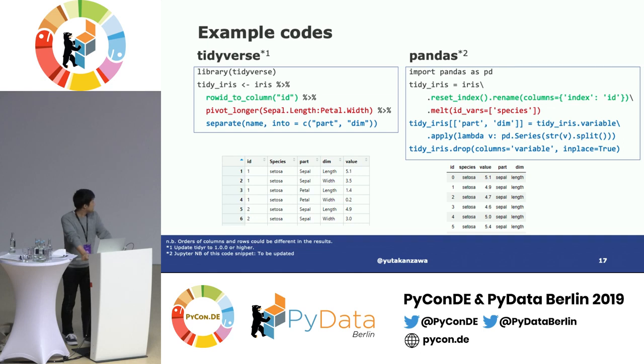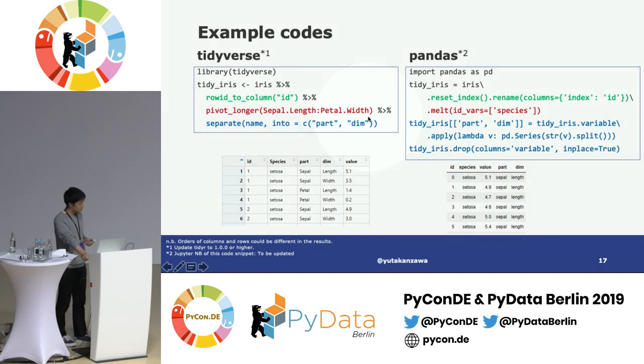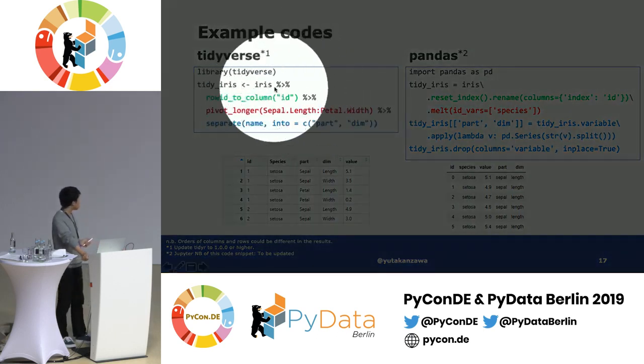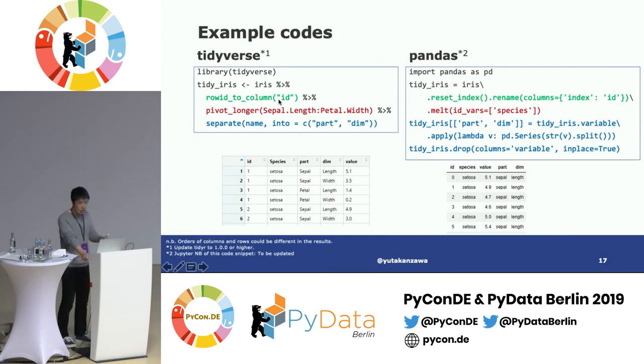Left is the code in R using tidyverse. So you can call the iris dataset, maybe as you know, in R, just by iris. Pipe operators, you can see here 1, 2, 3, connect the functions. And first I call iris, then hand it to the row ID to column function, which creates a column from row ID, naming it ID.